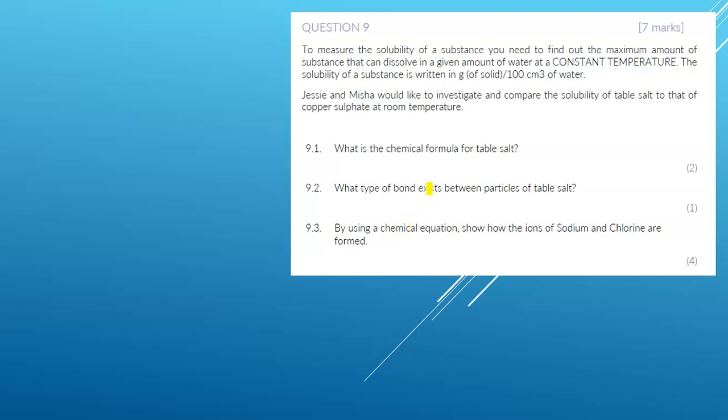At question 9, we are changing lanes a little bit, and we are going over to the ionic bonds. Now you can read the words going with question 9, but they're just talking about salt, table salt, basically. And they give you a lot of information that's really not important for the question.